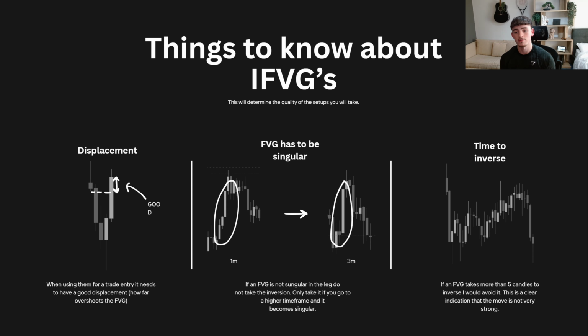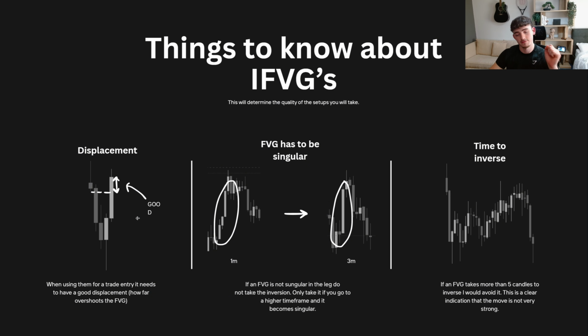Things to know about IFVGs. This will determine the quality of the setups you take. Number one, again, is displacement, and we have a joke. Obviously, I don't know why it's done that. But displacement is very important, just like market structure shifts. So good displacement above a fair value gap is good.